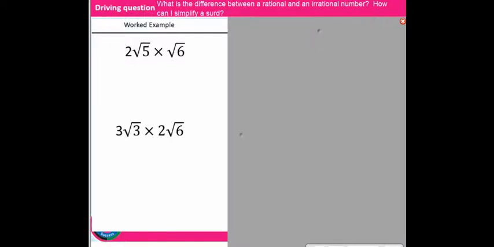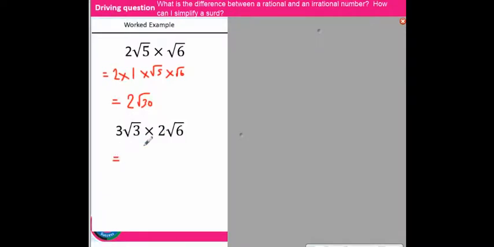Okay, let's try these examples. 2 root 5 multiplied by root 6. Okay, so the coefficient here is 1, but we don't write it because we wouldn't write coefficient 1. 2 multiplied by 1 is 2. And then we've got root 5 multiplied by root 6. 2 multiplied by 1 is 2. And root 5 multiplied by root 6 is root 30.